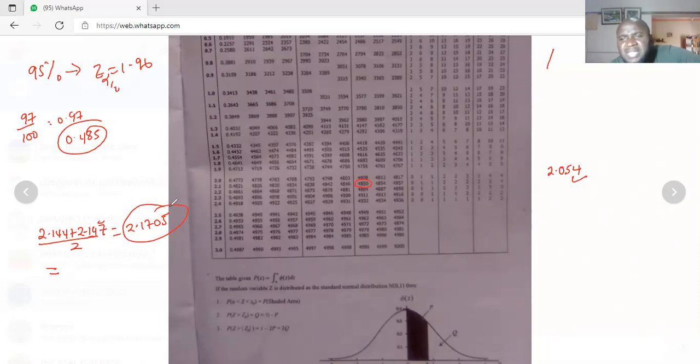So that is the only challenge with the confidence interval, reading that Z alpha over 2 from the table. The rest are not so complicated. The rest are always given and you just substitute.